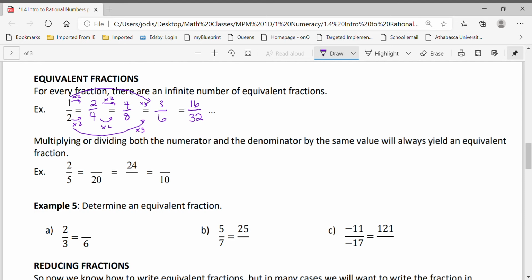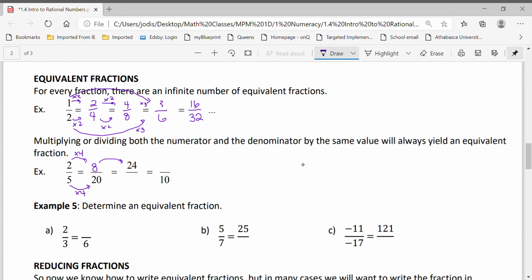So in the second example here, we want to figure out a missing numerator. We know 5 is the denominator and 20, and we know that 5 times 4 is 20. So that means whatever we did to the bottom, we want to also do to the top. So we want to do 2 times 4, that gives us 8. And then we can carry on the pattern here.